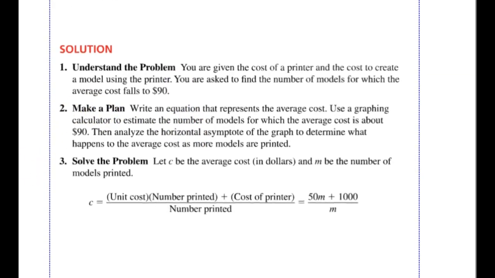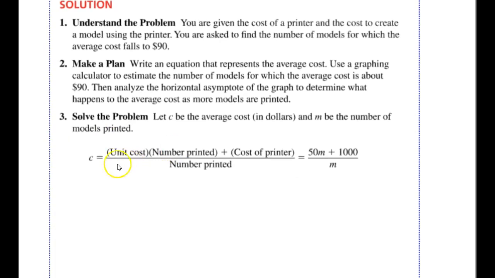So now let's look at this. C is going to be the average cost, and M is the number of models. So I know that to find the average, I have to take each unit cost times the number that I print, and then I have to add the cost of the printer, right, because that's a fixed cost at the beginning, and divide by the number printed.